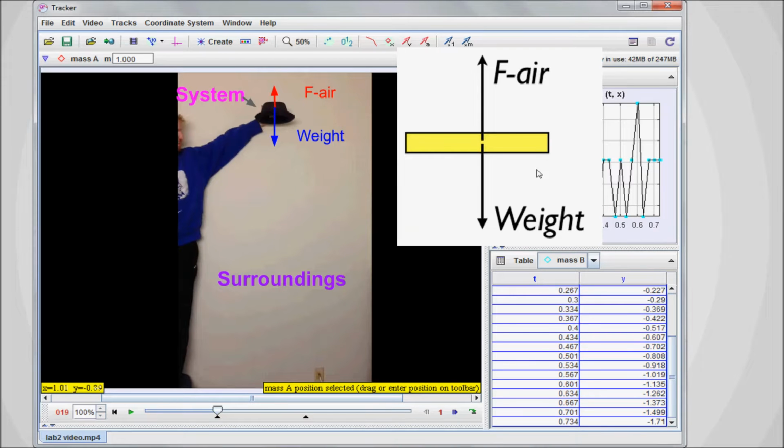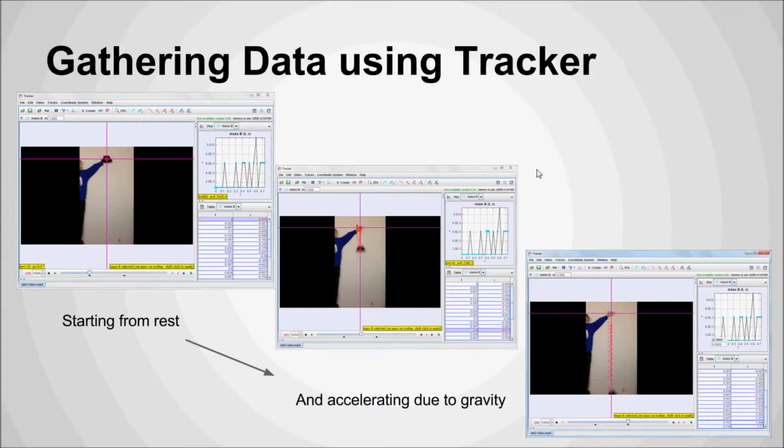Here's our setup. The hat is the system, and everything else is the surroundings. Notice that I represented the drag force with a smaller arrow than the weight. Those aren't to scale, but we know that the net force is down since the object falls in that direction. Using Tracker, I tracked the object's center of mass through frames of about 1/30th of a second long. Note how the intervals between the points increase as the object accelerates due to gravity.